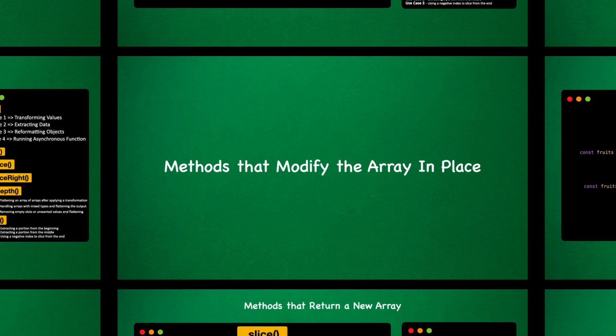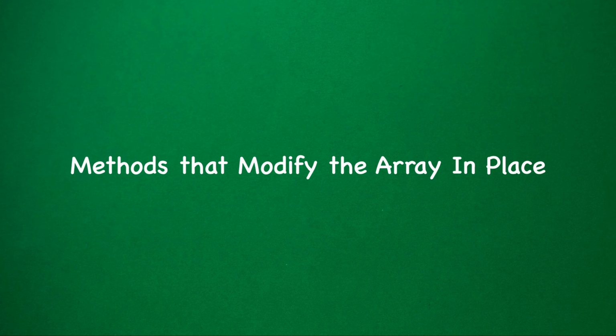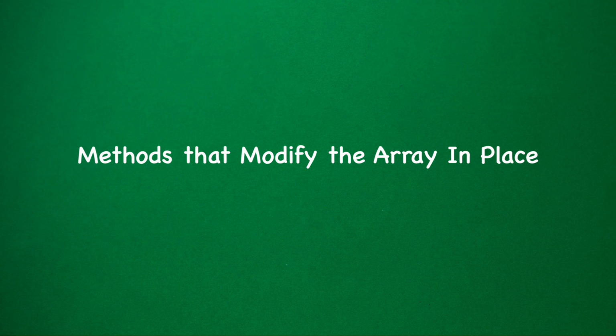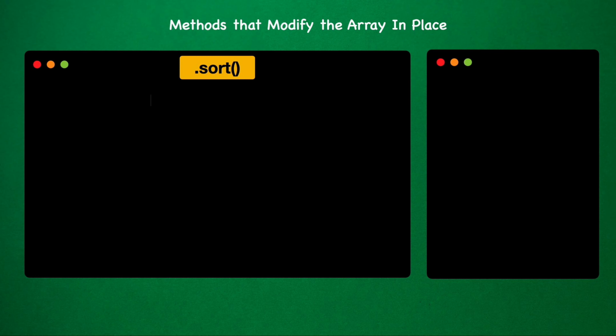Now that we've examined methods that don't alter the original array, it's time to explore methods that do modify the array in place. Let's start with the first method, which is the sort method. This method rearranges the elements of an array in a given order, typically in ascending or descending order, and it does so by modifying the original array.